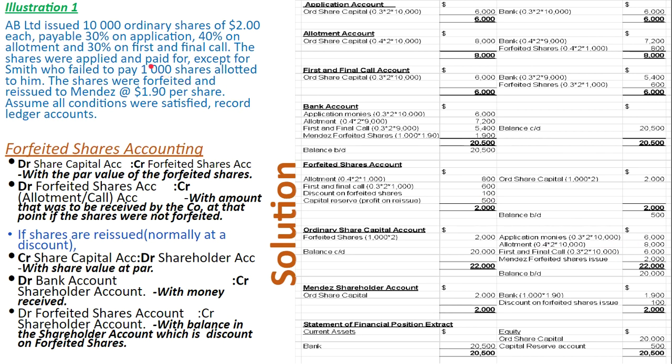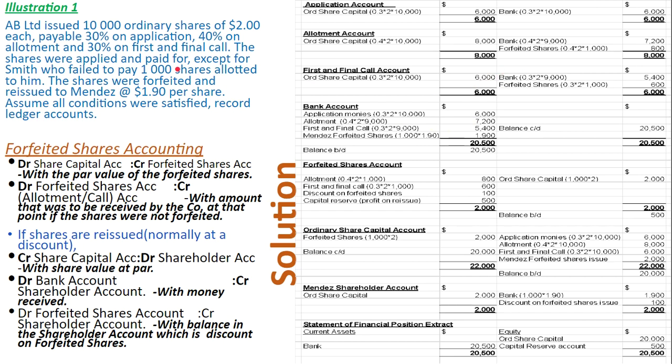First, we noted that the monies that the company received at that point were less 1,000 shares because Smith failed to pay. So we will say 10,000 less 1,000 to give us 9,000. So on the credit side on allotment, the company received narration bank, 40% multiplied by $2 multiplied by 9,000 to give us 7,200. Double entry, we go to the bank account debit side, allotment 40% times 2 times 9,000 to give us 7,200. At this point, we have a forfeited shares entry of 1,000 shares.